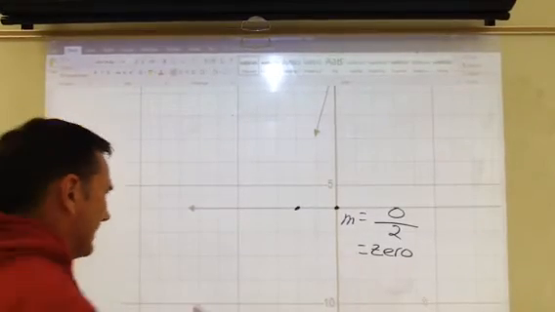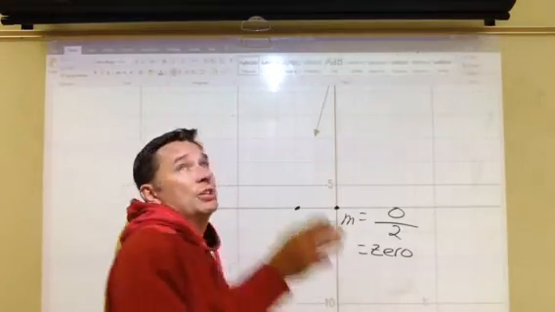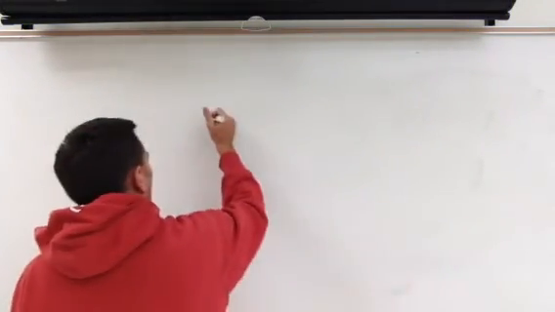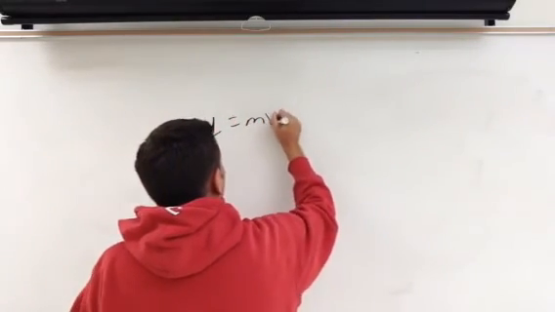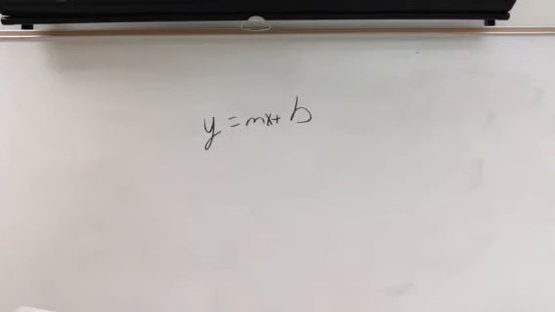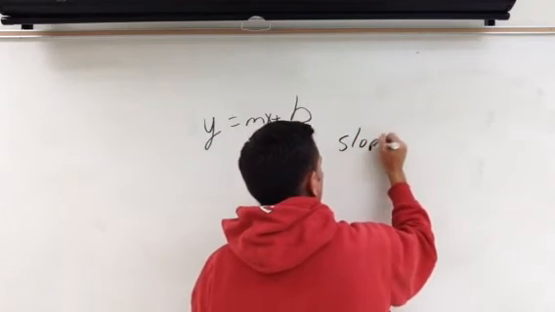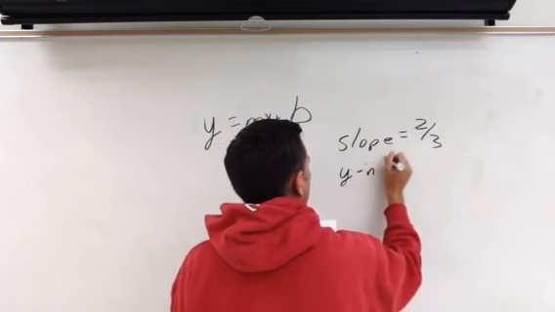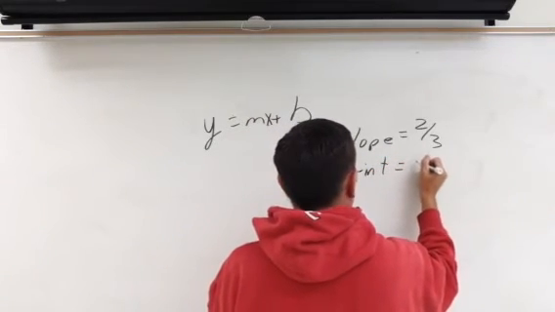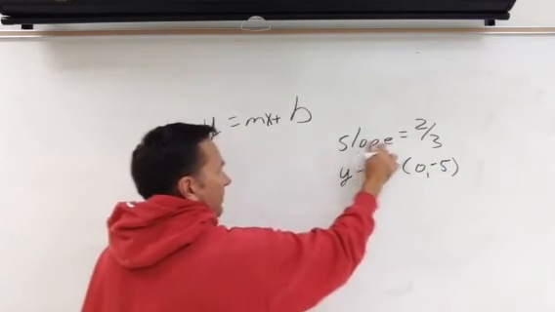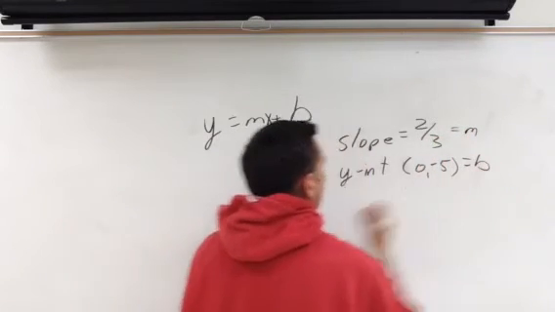Now the last part of this is putting this information into an equation. Once we identify what our slope and our y-intercept are, it makes it easy to write the equation. We're filling in for the m and the b. So if it's telling us that our slope equals 2/3 and our y-intercept is at the point 0, -5, plug this in for m, plug the second one in for b.